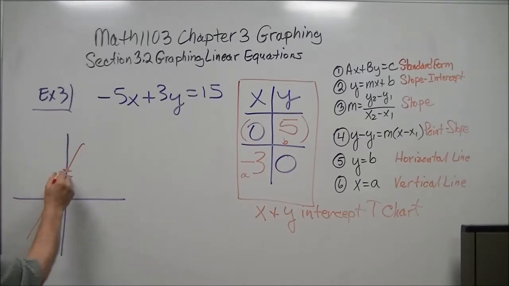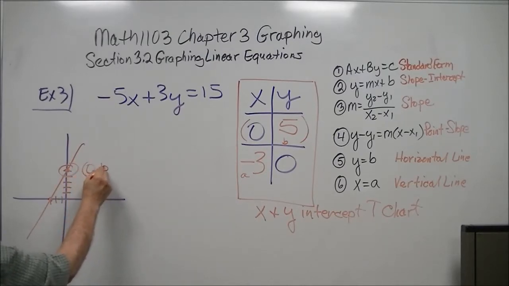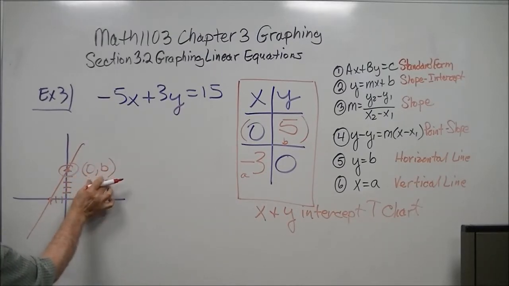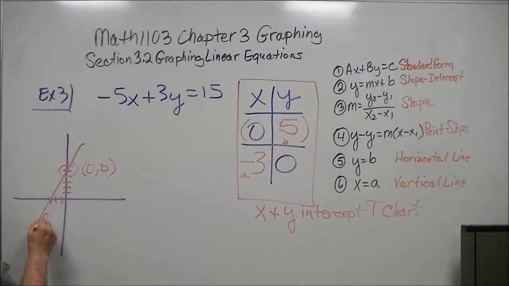And notice, it's going through the y-axis there. This is 0, B, your y-intercept. And this is A, 0, your x-intercept. And how did I get it? I got it by putting this special T-chart where I have a 0 here and a 0 there. And then when I find that, if it's in standard form, a really good tool for graphing.